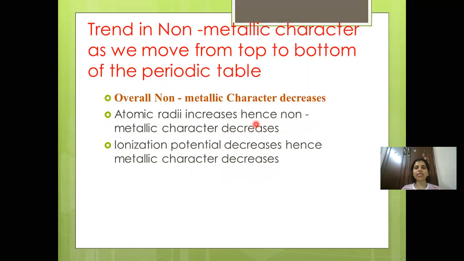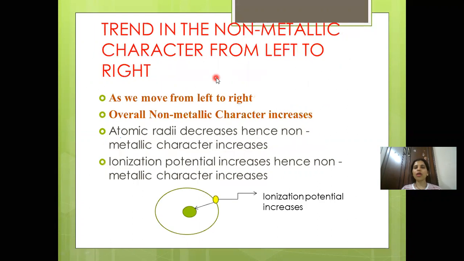Now we go to the next topic. The next part is trend in non-metallic character as we move from left to right. Non-metallic character from left to right is going to be opposite. If the metallic character is decreasing, the non-metallic character increases from left to right. Non-metallic character is inversely proportional to the atomic radii.